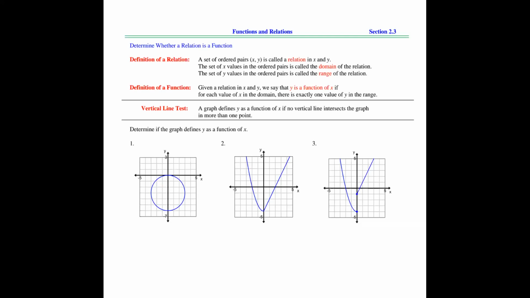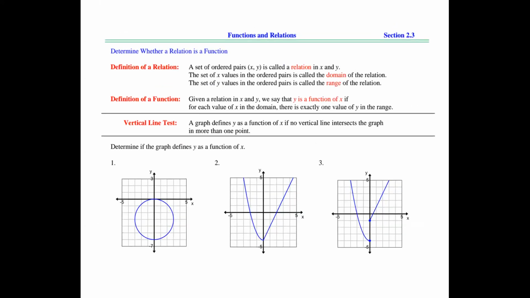Hi, I'm covering section 2.3 today, functions and relations. First we're going to go over some of the definitions that we need to know in order to solve the problems in this section. The first objective of this section is to determine whether a relation is a function or not.